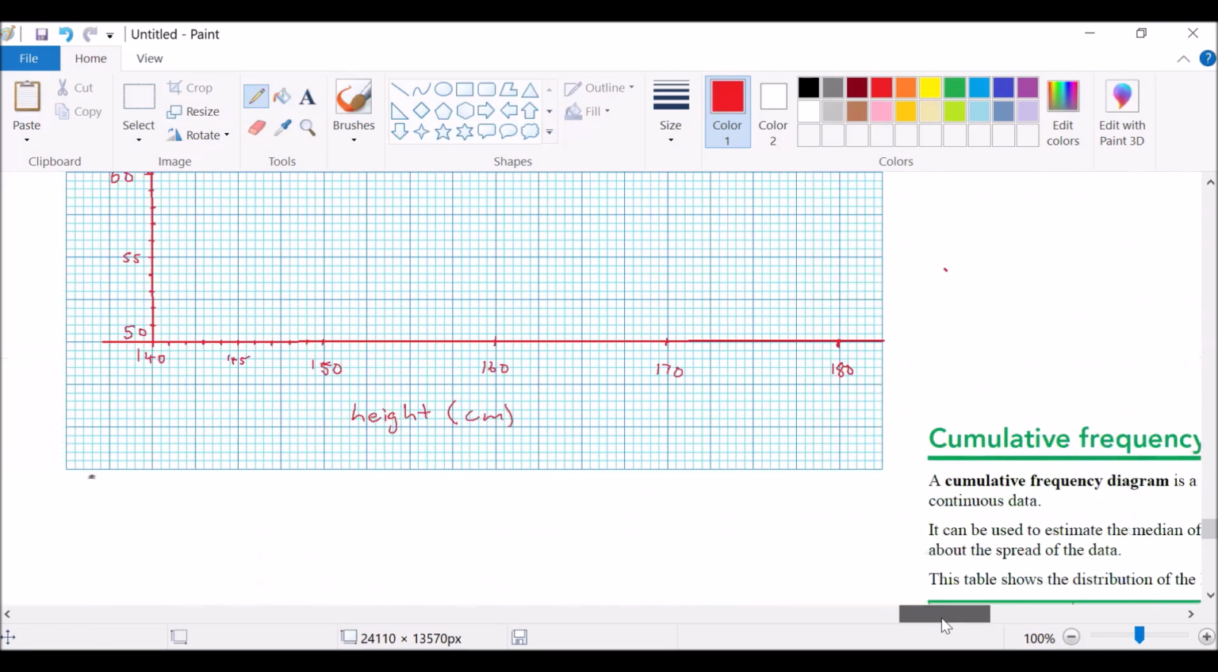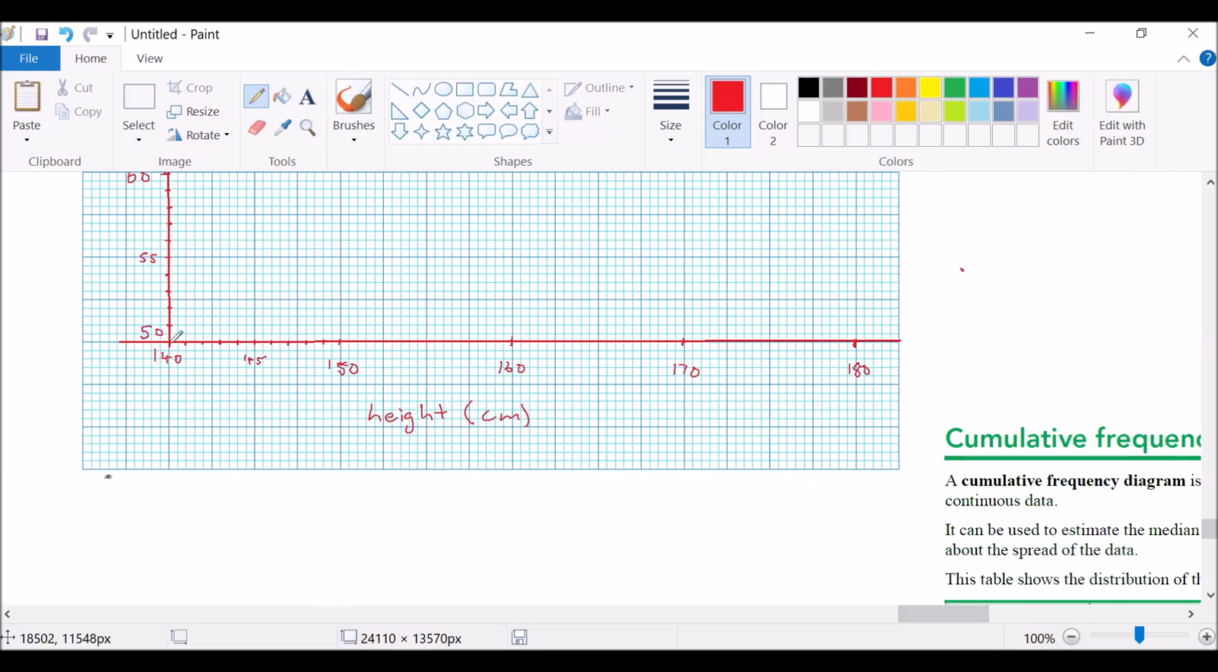It is also important to make sure that the distance between 140 and 150 is the same as from 150 to 160 and 160 to 170 and 170 to 180. Students often make the mistake of having different scales between two corresponding points. So make sure on your x and on your y axis, if you choose a scale, it should be consistent.